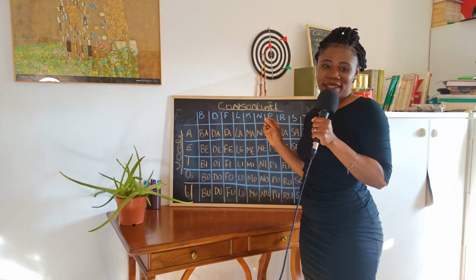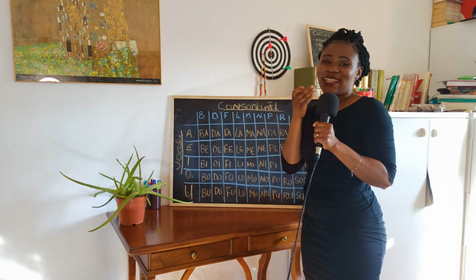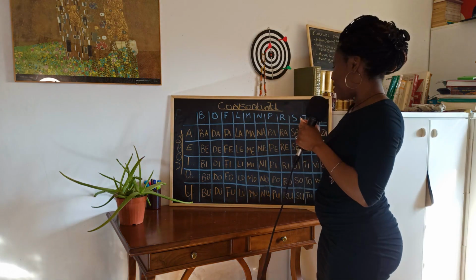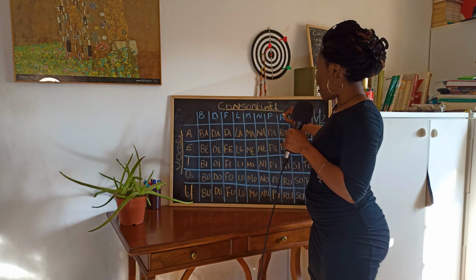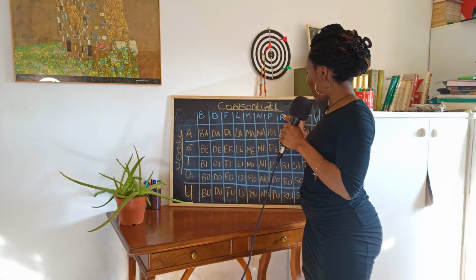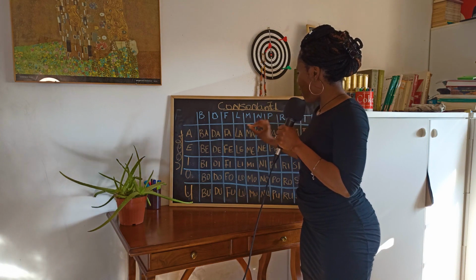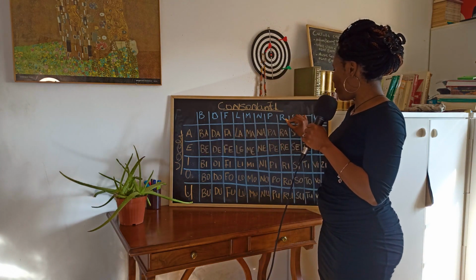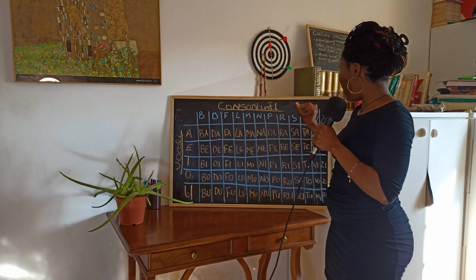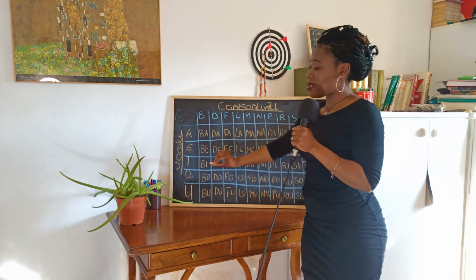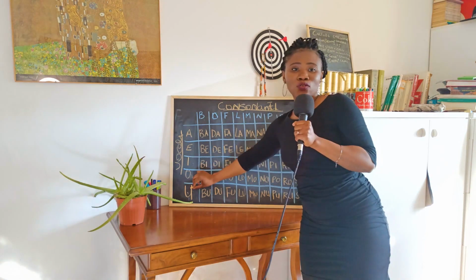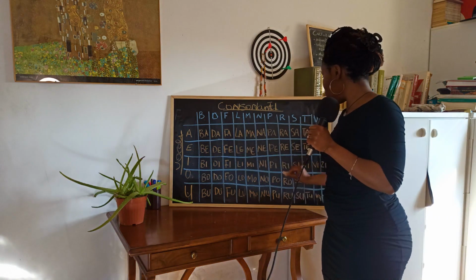Then R. The Italians, they stress the R. If I add A to R, it will be ra. If I add E to R, it will be re. If I add I, it will be ri. If I add O, it will be ro. If I add U, it will be ru.